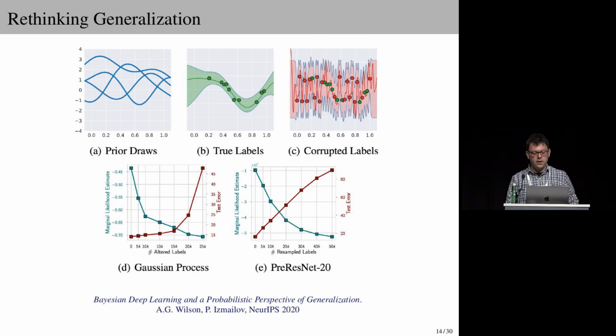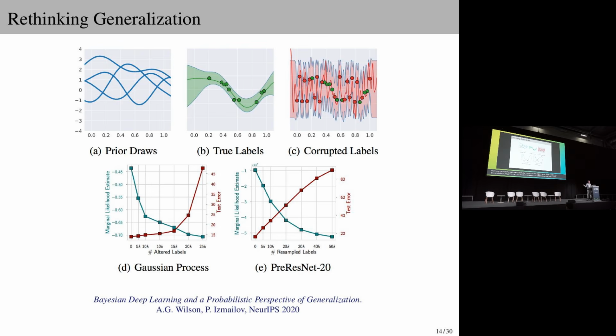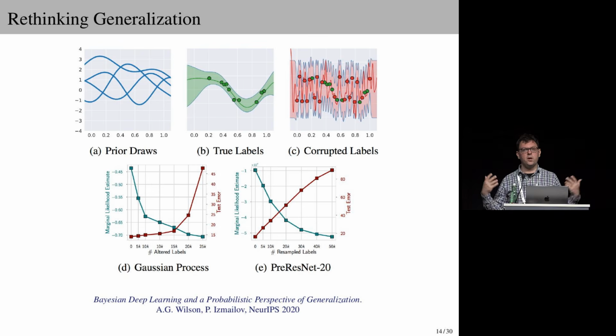And we can then use Gaussian processes to exactly reproduce the experiments in the rethinking generalization paper. So we can introduce images with different numbers of altered labels. We can fit all of them perfectly with the Gaussian process. The Gaussian process also provides reasonable generalization on the uncorrupted problem, and we can measure the marginal likelihood and show that it goes down as we increase the number of altered labels.